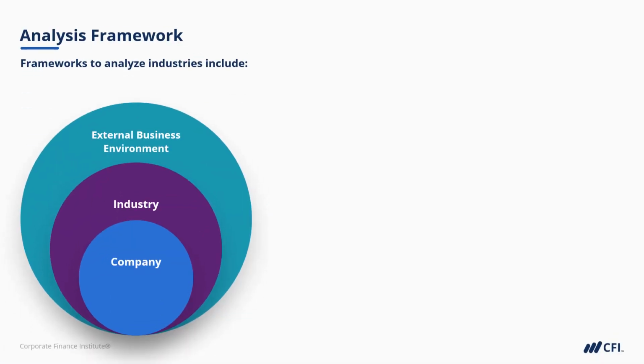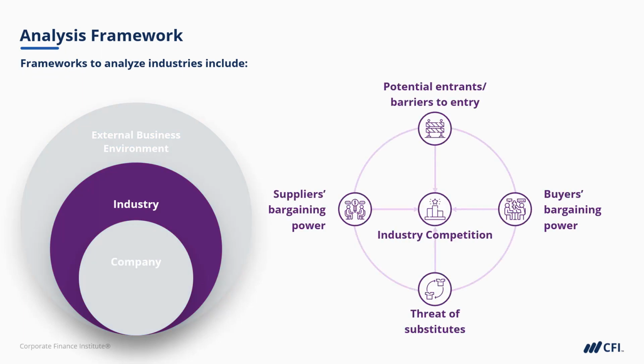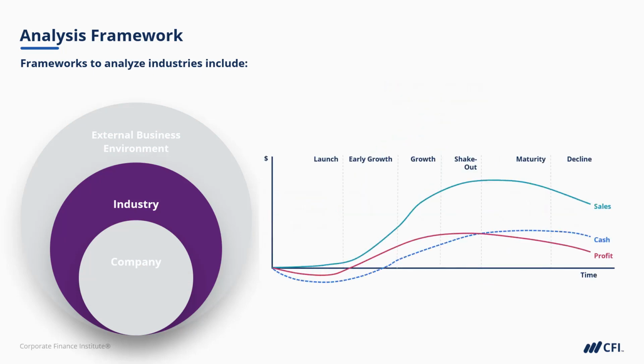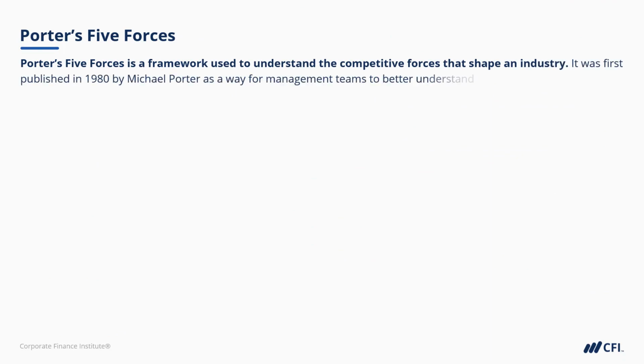Reviewing our framework for business analysis, we're now looking at the industry section of the framework, and we're going to begin with Porter's 5 forces and then move on to look at industry life cycles. Porter's 5 forces is a model, or a framework, that's used around the world to help understand the competitive forces that shape an industry. It was first published in the 1980s by Michael Porter, a now famous Harvard Business School professor, as a way for management teams and the analyst community to better understand risks and opportunities facing businesses.